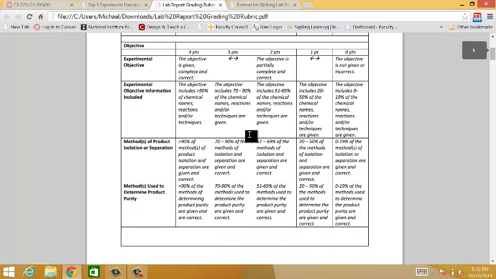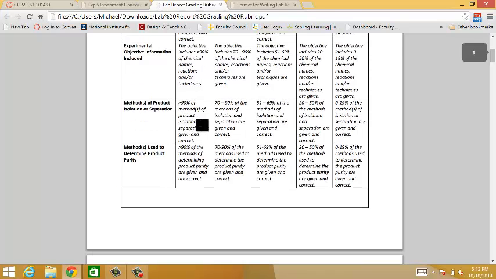So when you're writing these, take a look and see where you fall within these categories, at least as far as you think. And you can use it as a checklist. Did I include the objective information? Then methods of product isolation or separation. So how did we isolate the product? Extraction. Did we do any purification?